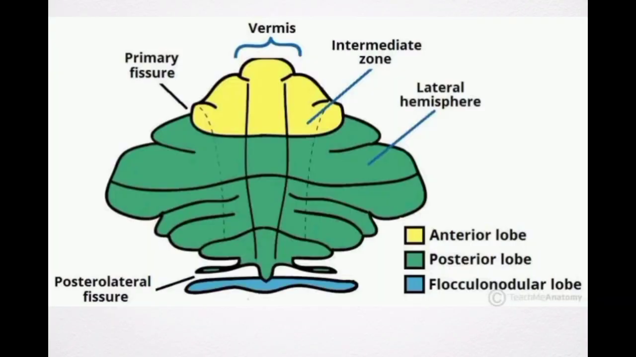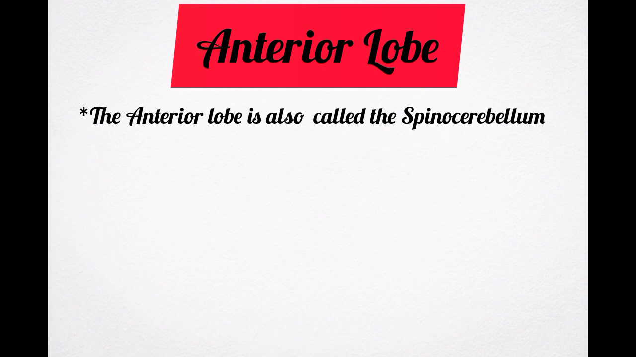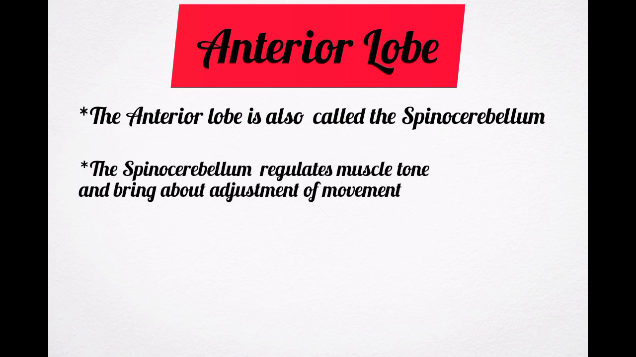The cerebellum consists of three lobes, which are the anterior lobe, the posterior lobe, and the flocculonodular lobe. The anterior lobe is separated from the posterior lobe by the primary fissure, while the posterior lobe is separated from the flocculonodular lobe by the posterolateral fissure. Now, the anterior lobe is also called the spinocerebellum. The spinocerebellum usually regulates muscle tone and brings about adjustments of movements.